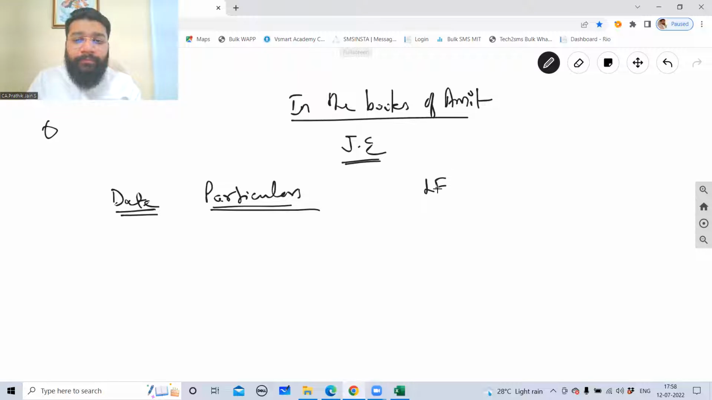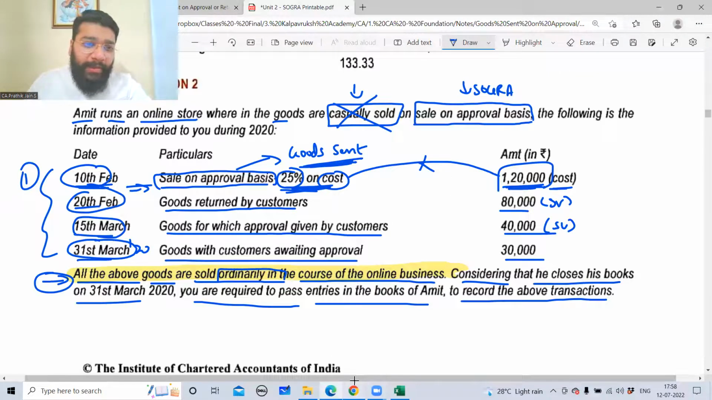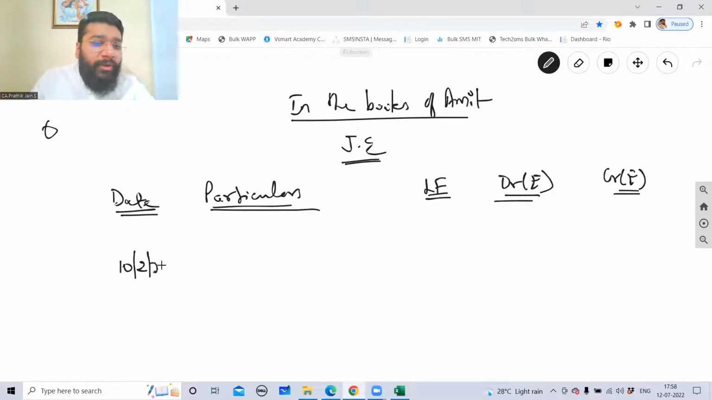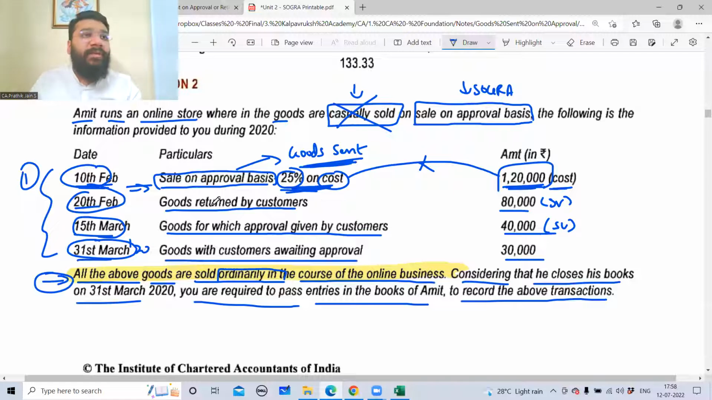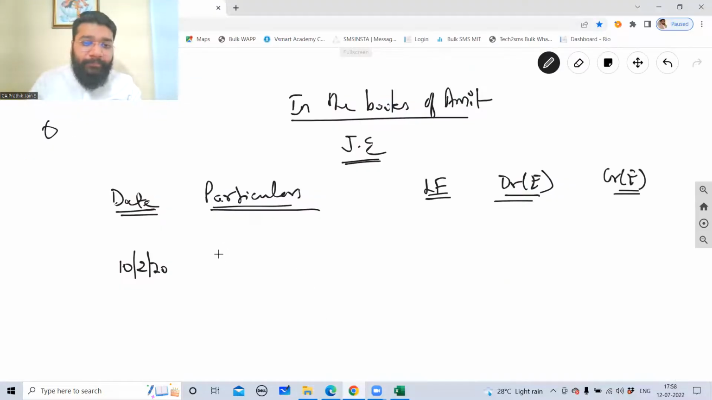You have to be very, very careful. Then comes your LF column. Debit, rupees is important. Credit, rupees is important. Now, guys, date is important: 10th February 2020. Goods is sent. This is a casual transaction. In a casual transaction, when the goods are sent, you have to treat it as a normal sale. So what will be the journal entry? Very good. Trade receivable account debit to sales account. Wonderful. Please do not go forward. Wait for me.